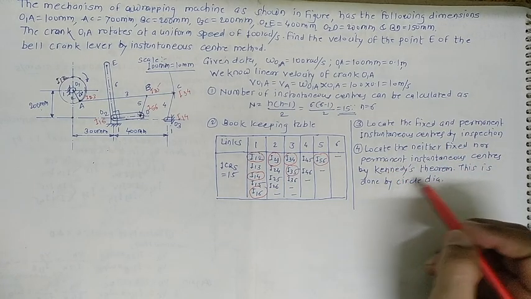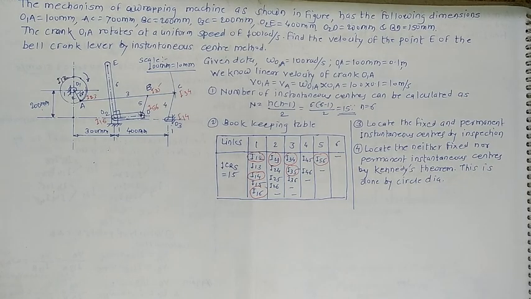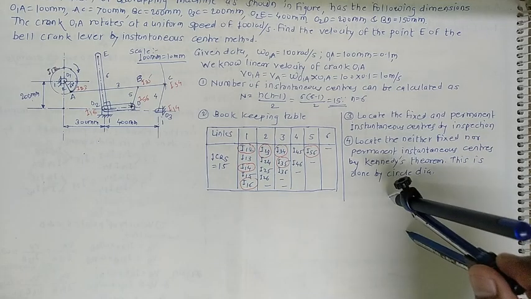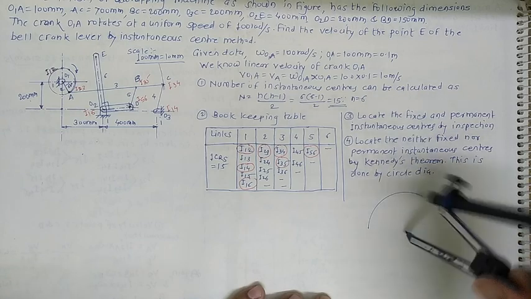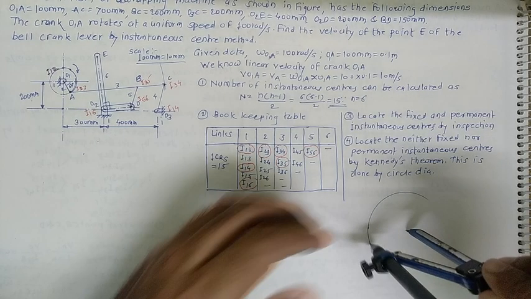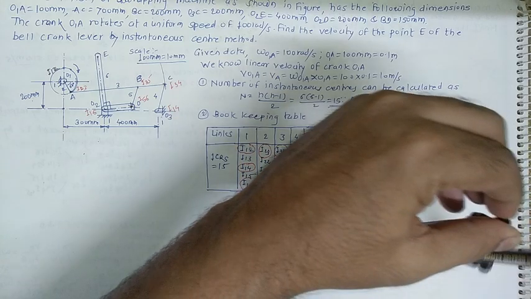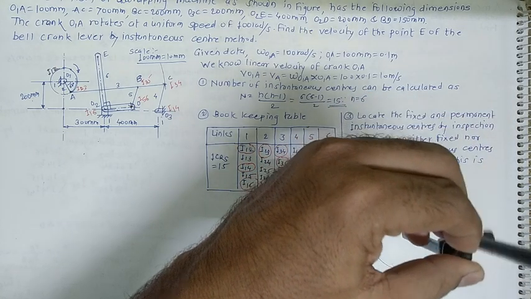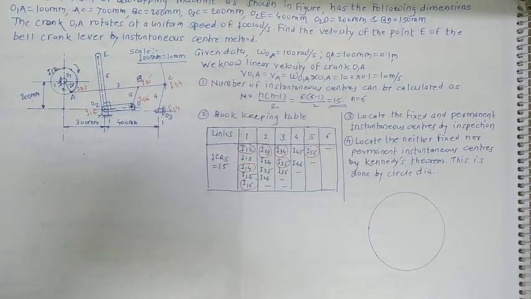Okay. Now move towards the next point, that is, locate the neither fixed nor permanent instant centers by Kennedy's theorem. This is done by the circle diagram. Now draw one circle in this way with some suitable radius. Not exactly a specific radius is required for this one.